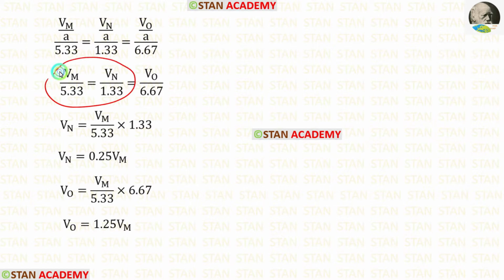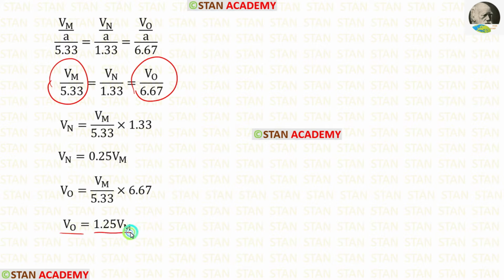Let us take these two terms. We can take 1.33 on the other side, so it will come in the numerator. 1.33 upon 5.33 is 0.25. So Vn is equal to 0.25 Vm. In the similar way, we can take these two terms and make the expression Vo is equal to 1.25 Vm.